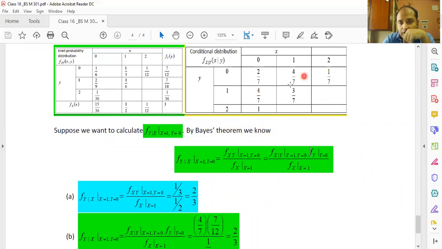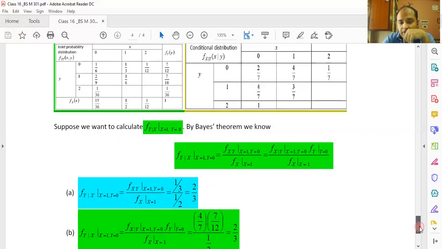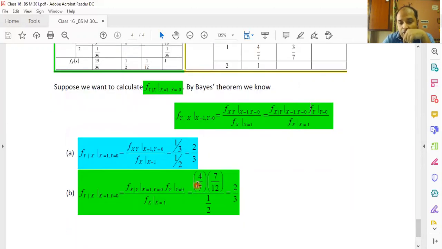Don't try to look for marginal probability in this particular chart. Marginal probabilities are present in the joint probability chart. Divided by the marginal probability of x at x equal to 1. And for this, I'm again considering this column x equal to 1, and the corresponding marginal probability is half. Now I'm multiplying and dividing. 4/7 into 7/12 gives you 4/12, that is 1/3, and divided by half, so we are getting 2/3.